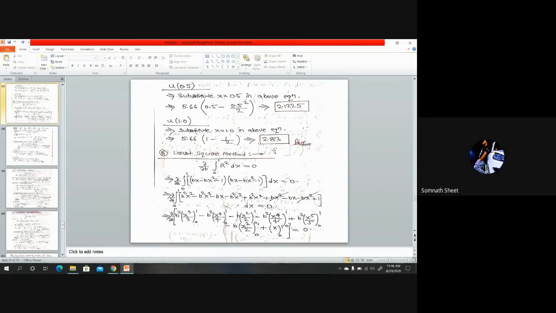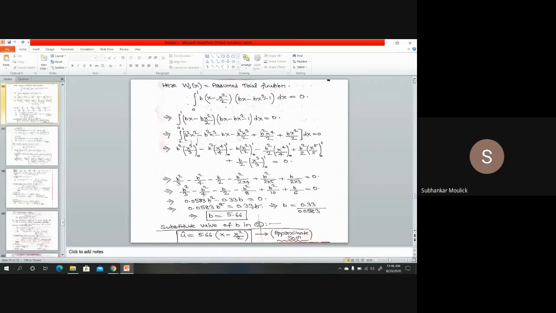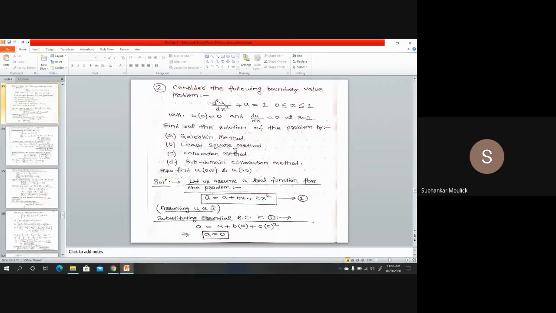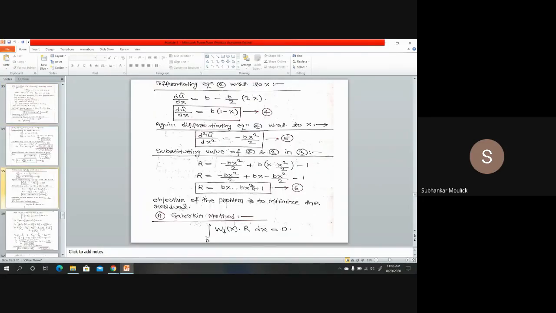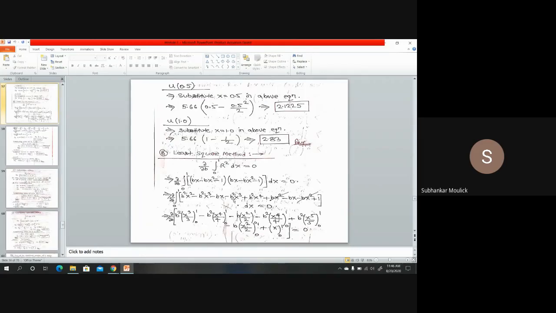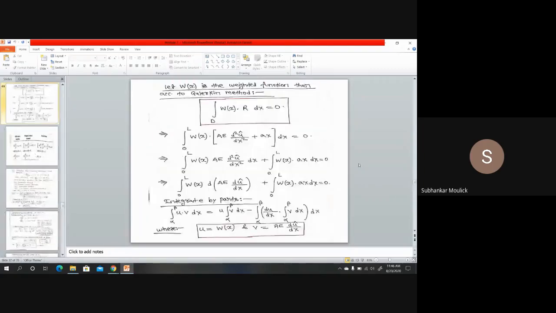Okay. Next method, that is the second method by which I have to find out the approximate solution, is the least square method. And I know by the help of the least square method, we can minimize this residual by which form? By the formula. See, this formula I am using.